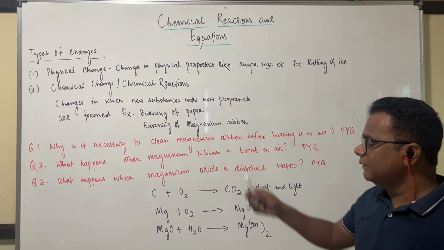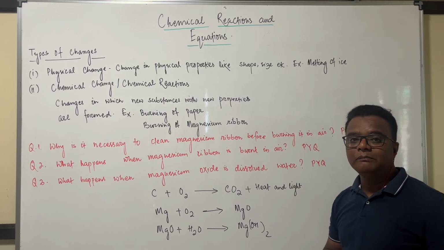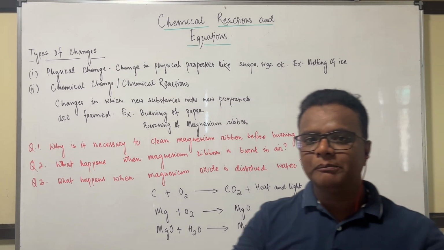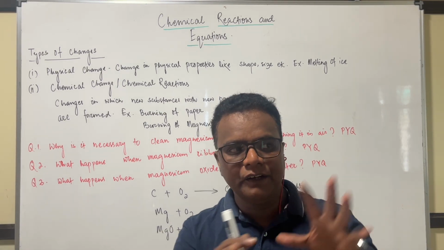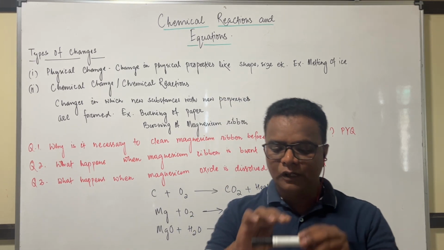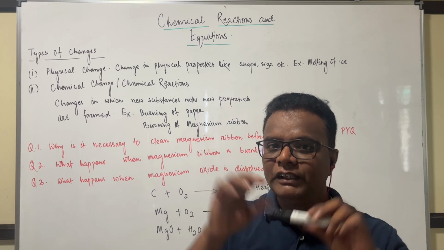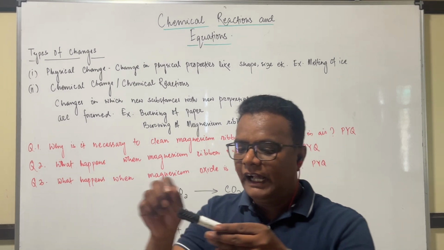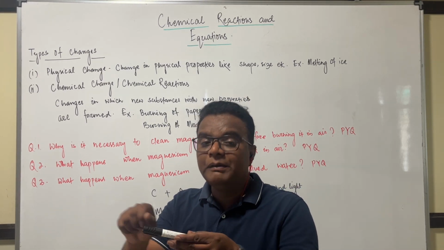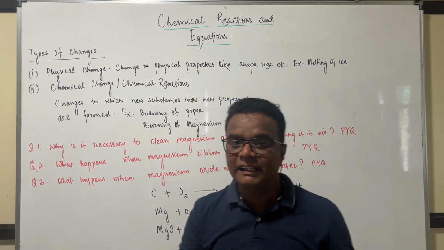Let's see first question. Why is it necessary to clean magnesium ribbon before burning it in air? What happens when magnesium ribbon is kept in laboratory or exposed to air? At that time one oxide layer is formed on its surface. And in order to remove that oxide layer, it is necessary to clean. And how can we clean? By rubbing a sandpaper on it, we can clean the magnesium ribbon.